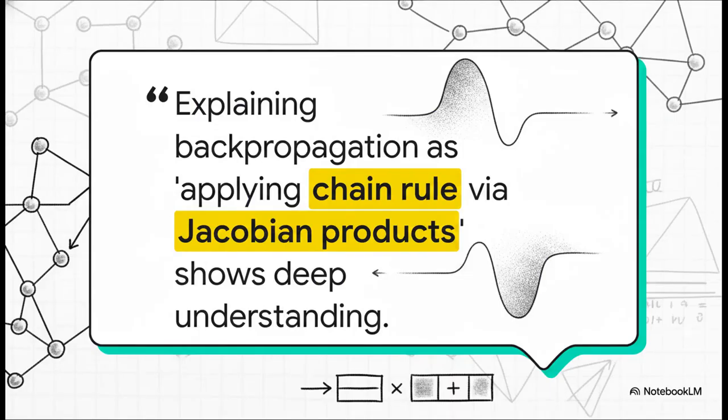And this right here, this is the kind of insight that separates a good candidate from a great one. Look, anyone can say backpropagation uses the chain rule, but a top-tier answer is explaining it as a series of Jacobian vector products. Why? Because it shows you get what's really happening. Each layer is just a function, and backprop is just chaining their derivatives, their Jacobians, all the way back to the start. It's the engine that makes deep learning work, and understanding it at this level is non-negotiable.